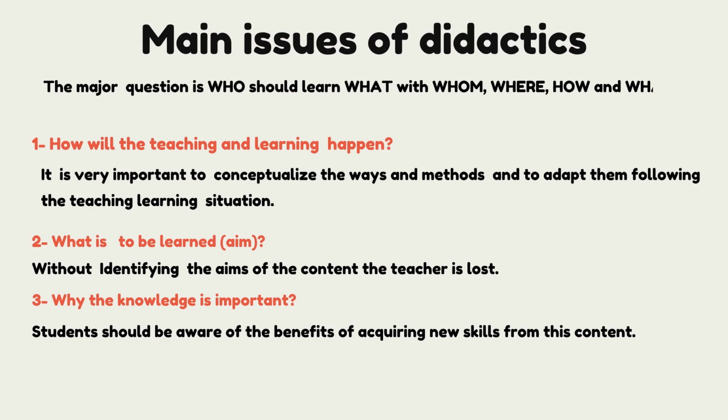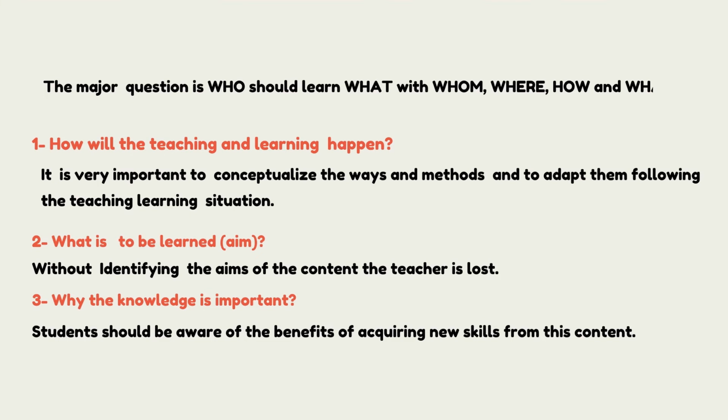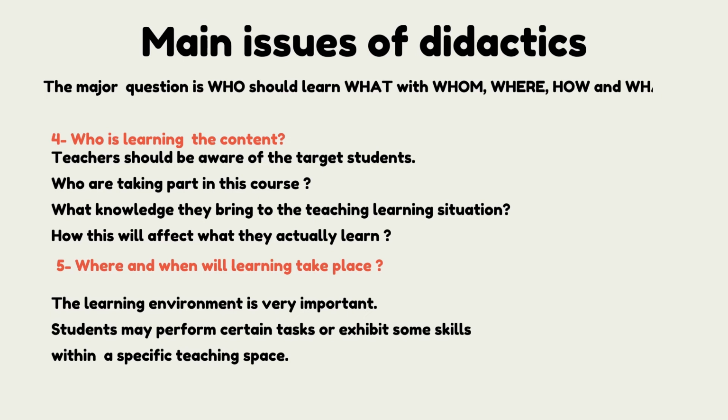2. What is to be learned, aim? Without identifying the aims of the content, the teacher is lost. 3. Why is the knowledge important? Students should be aware of the benefits of acquiring new skills from this content. 4. Who is learning the content? Teachers should be aware of the target students. Who is taking part in this course? What knowledge do they bring to the teaching-learning situation? How will this affect what they actually learn?